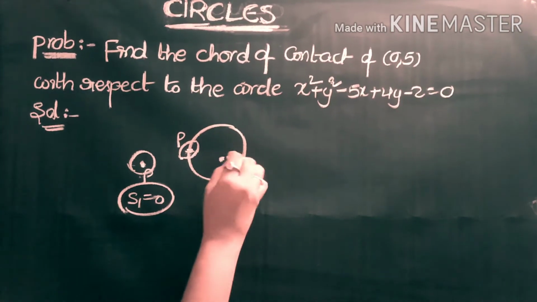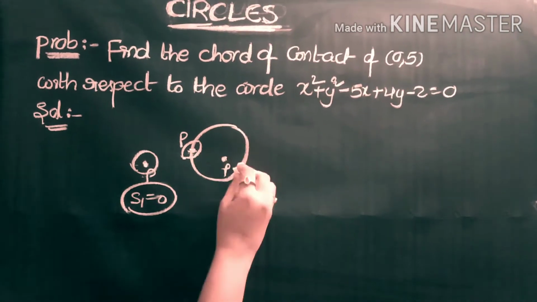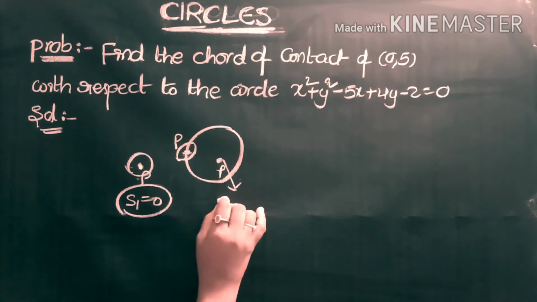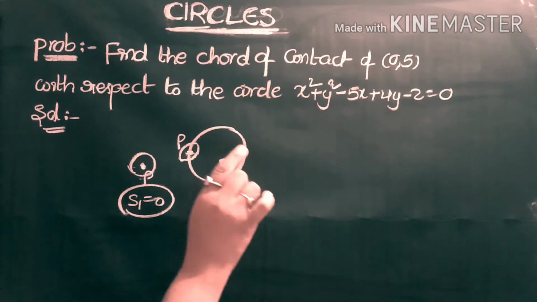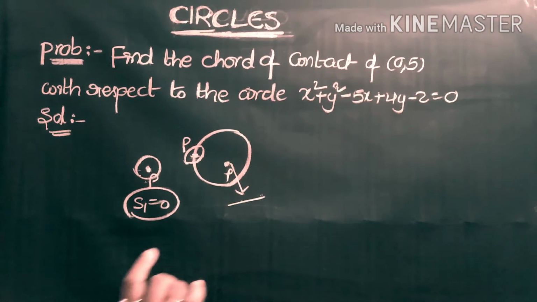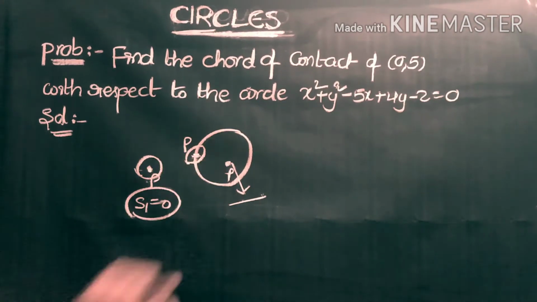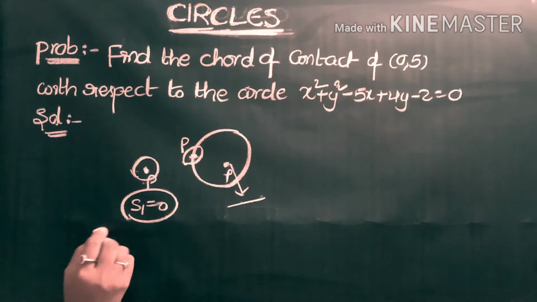Otherwise, that means if the point P lies inside of the circle, then the chord of contact does not exist. So first we check the relative position of the point with respect to the given circle. For that, first we take the value of S11.